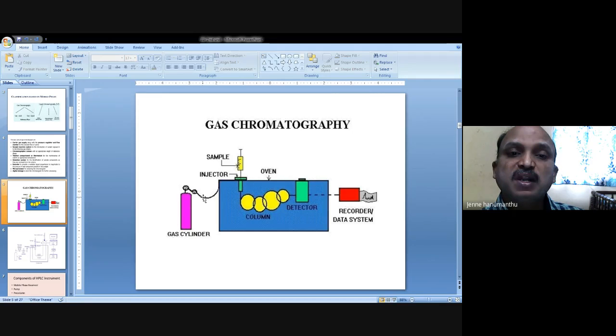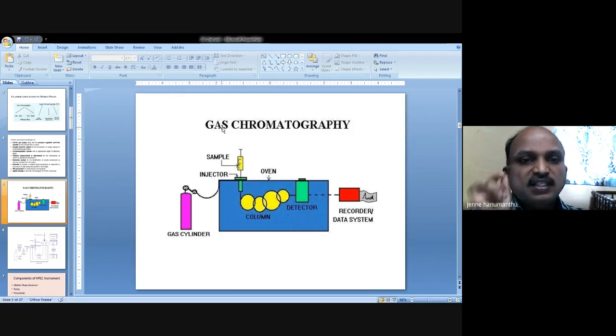In gas chromatography, the first word is gas. Gas is nothing but the carrier. It carries the unknown sample. Here the gas is nothing but the mobile phase.